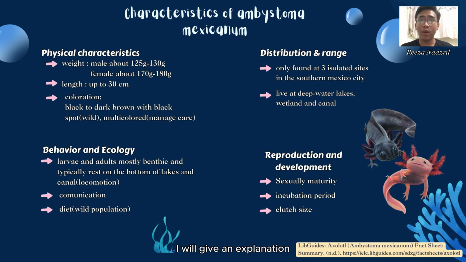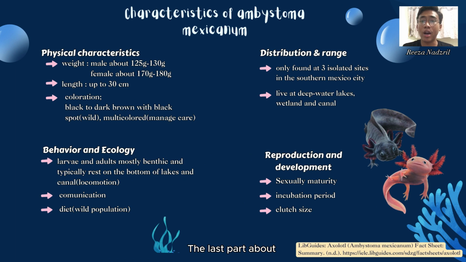For the next point, I will give an explanation about the distribution and status. Axolotl is only found at 3 isolated sites in southern Mexico City, and is also present worldwide in research laboratories, zoos, and pet collections. Historically found in permanent lakes, wetlands, and watersheds of the Mexican Central Valley. They live in deep water lakes, wetlands, and canals.